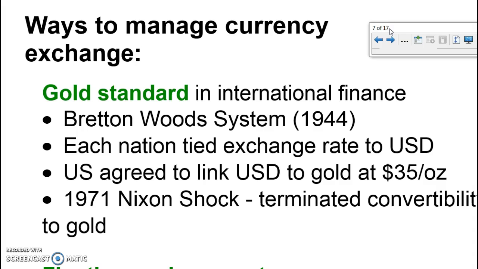and the U.S. dollar was linked to gold at $35 an ounce. But in 1971, Nixon ended that and terminated the convertibility to gold, and that ended up basically destroying the fixed exchange rate system.